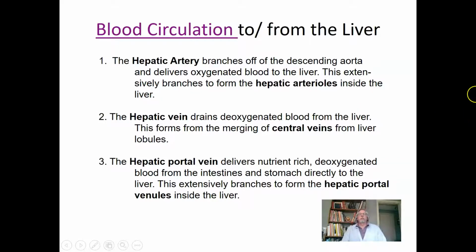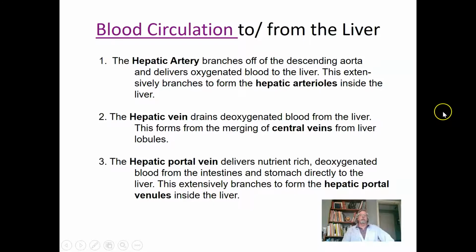All right, blood circulation to and from the liver and within the liver is kind of complicated. Basically, in terms of macroscopic vessels connected to the liver, there's a hepatic artery, and this branches off of the descending aorta and delivers oxygenated blood into the liver. This is going to divide extensively inside the liver, and it forms hepatic arterioles, delivering oxygen-rich blood to the hepatocytes.